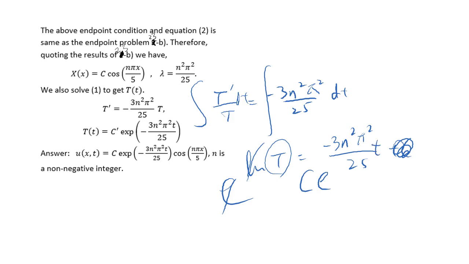Okay, so this here is the solution for t, and multiplying these two together you get this, where n is a non-negative integer, which is the same as saying n equals 0, 1, 2, 3, and so on and so on.